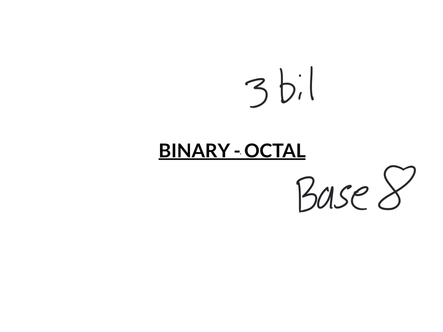Okay, binary into octal. Octal is base 8. And octal digits use 3 bits of binary. So do exactly what you did with the hexadecimal, but it's only 3 bits now. Okay, so we're doing binary into octal.